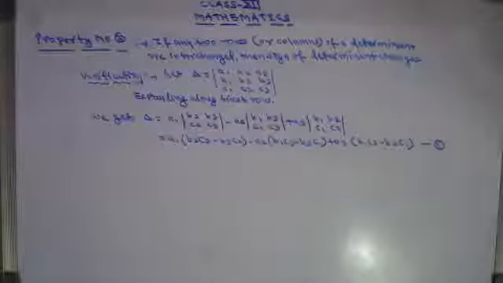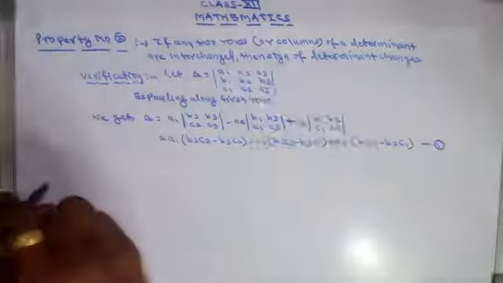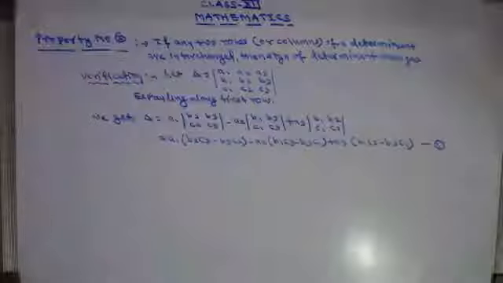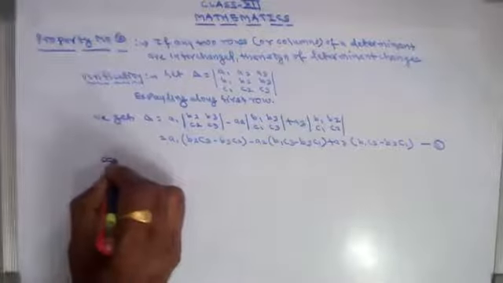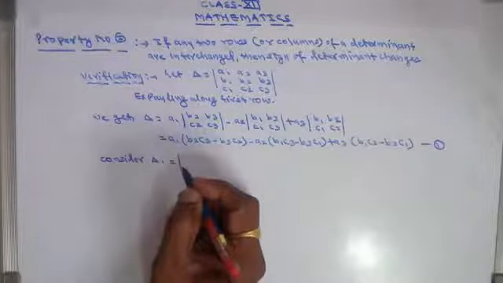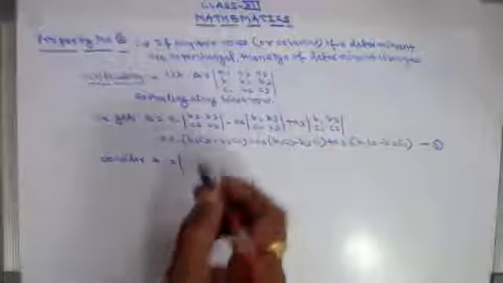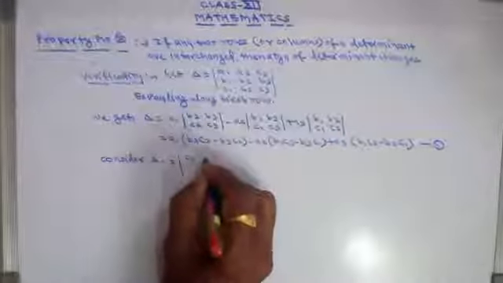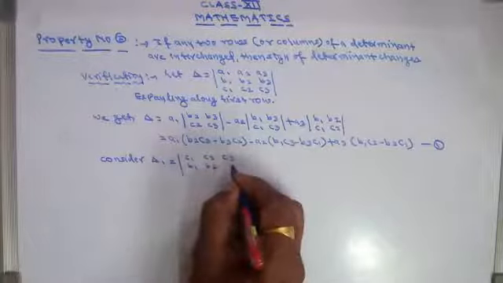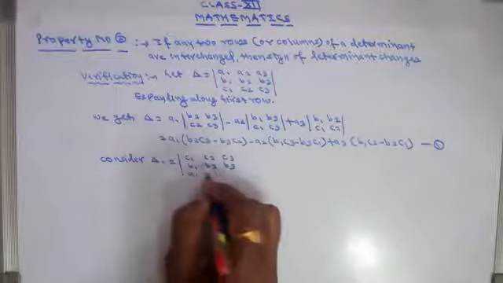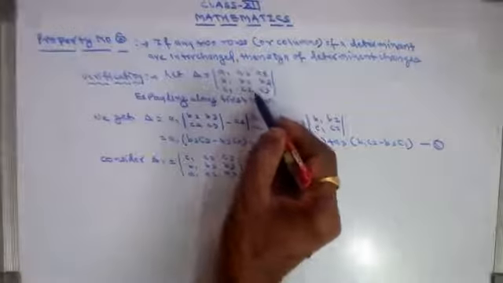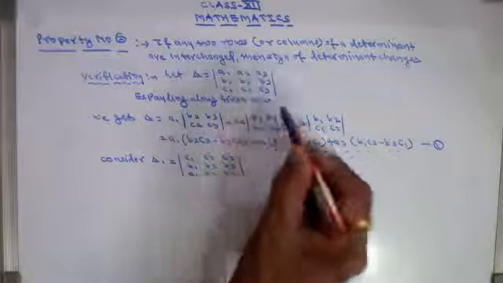Okay, now I am interchanging two rows. If any two rows or columns of determinant are interchanged, let's see what happens. Consider delta 1 equals to, I am interchanging the first and the third row. I am taking third row as the first row, C1 C2 C3, B1 B2 B3, this is A1 A2 A3. I have interchanged the first row as third and third row as first row. So just I have interchanged.